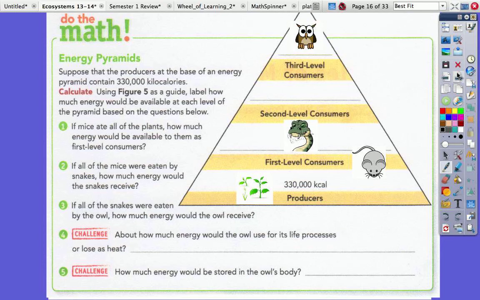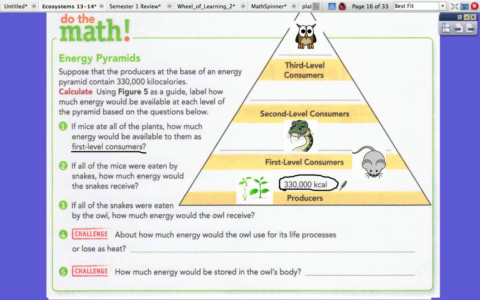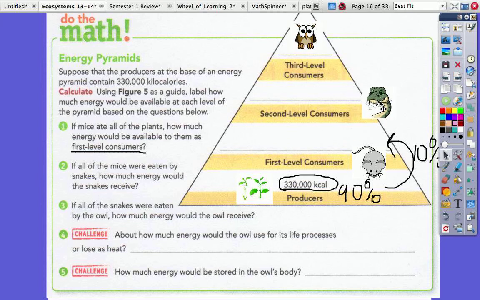So let's do some math. If mice ate all the plants, how much energy would be available to them as first level consumers? So if mice ate all the plants, the producers right now have 330,000 kilocalories. So remember, 90% they keep, 10% they are able to pass. So that means they would have available to them only about 3,300 kilocalories.